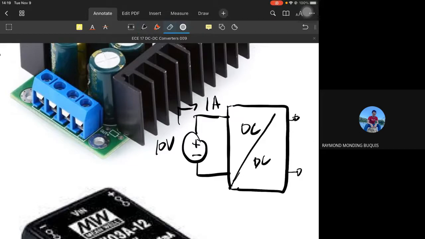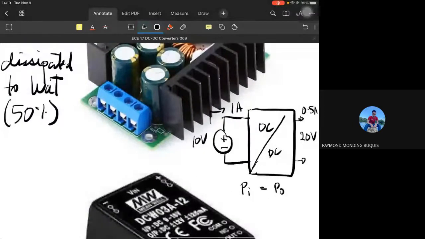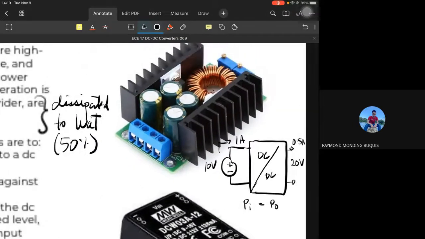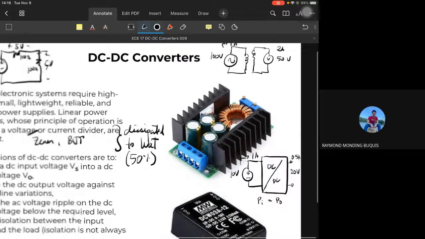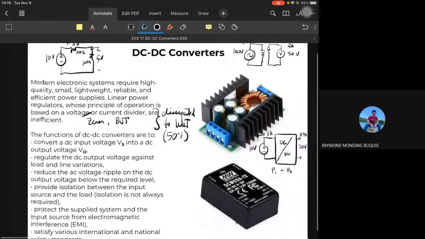And again, the opposite is also true. If we design it in such a way that the output is 20 volts, expect that the output current is divided by 2. So that's power in, power out. Without considering losses, P in is equal to P out. So conceptually speaking, that's how DC to DC converters work.